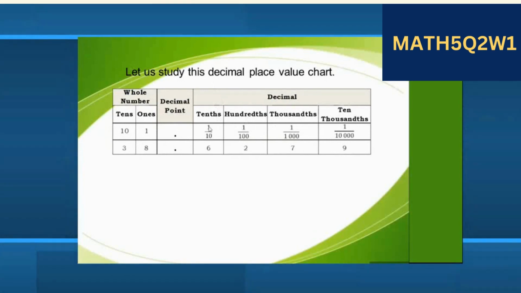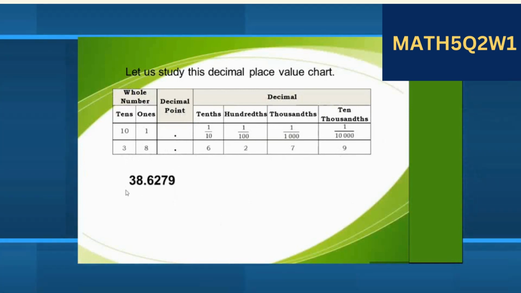Now, what do you notice with the place values of decimals? Yes, exactly. Now, as you can see, all the place values of decimals end in THS. It means that all the place values are less than one whole. Now, this time, what separates now the whole number part from the decimal part? Yes, you're right. It is the decimal point. So the decimal point separates the whole number part from the decimal part.